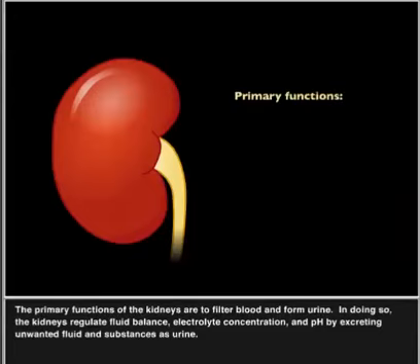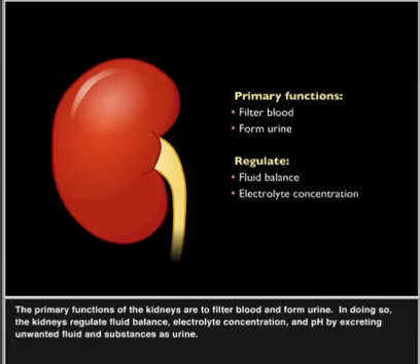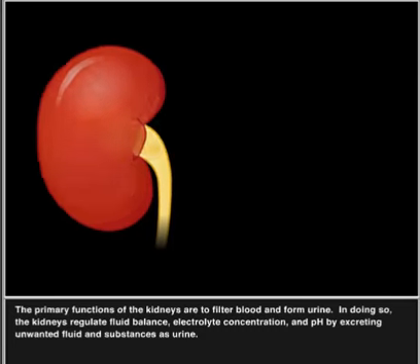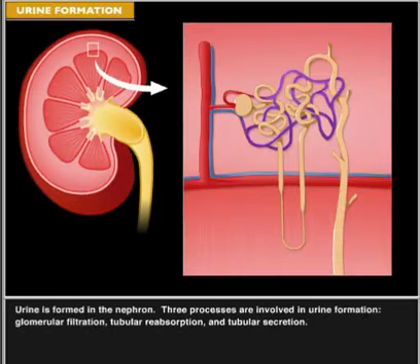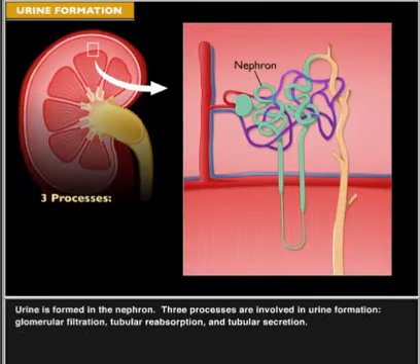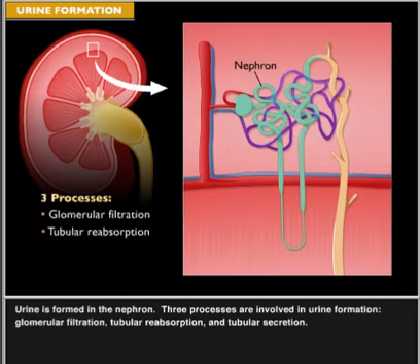The primary functions of the kidneys are to filter blood and form urine. In doing so, the kidneys regulate fluid balance, electrolyte concentration, and pH by excreting unwanted fluid and substances as urine. Urine is formed in the nephron. Three processes are involved in urine formation: glomerular filtration, tubular reabsorption, and tubular secretion.